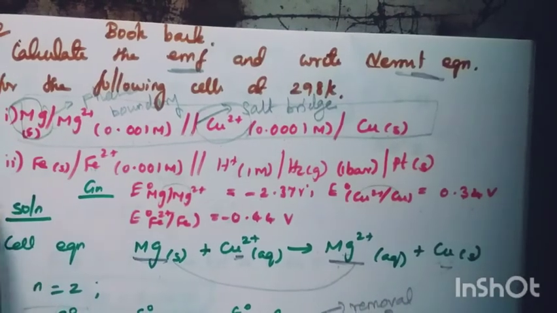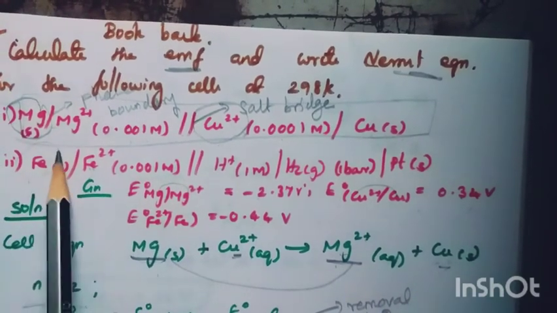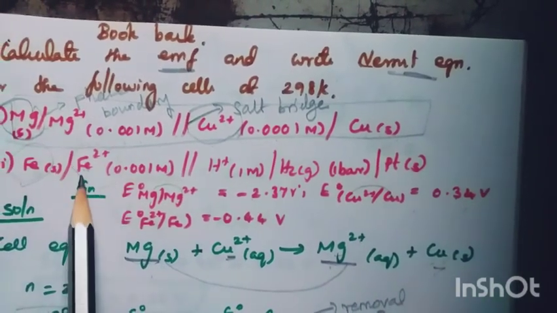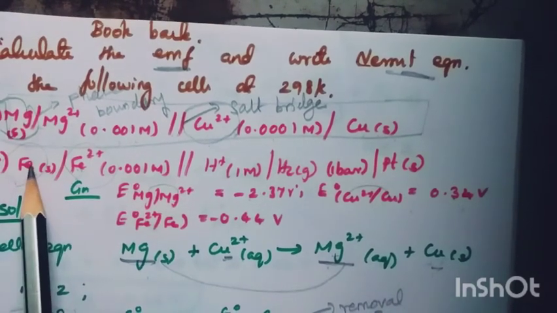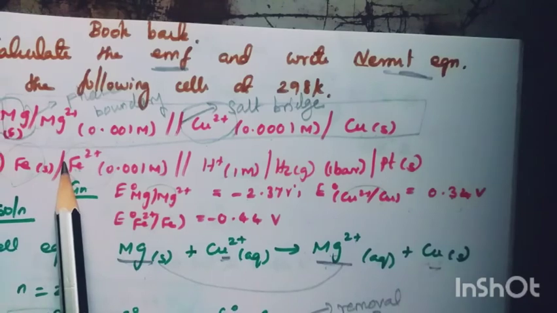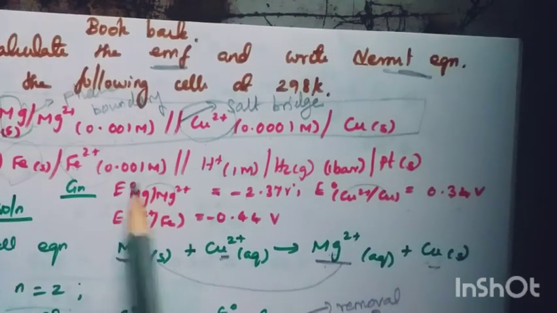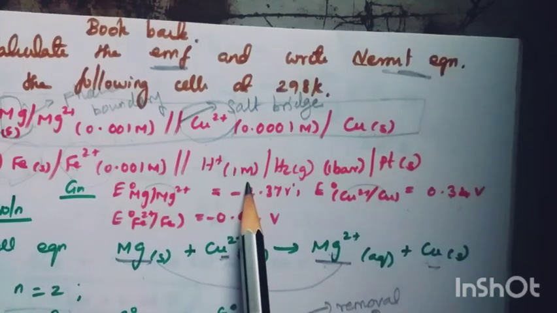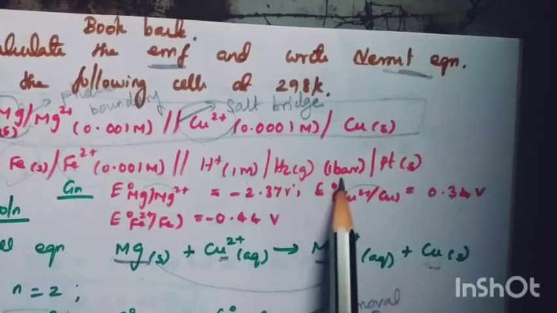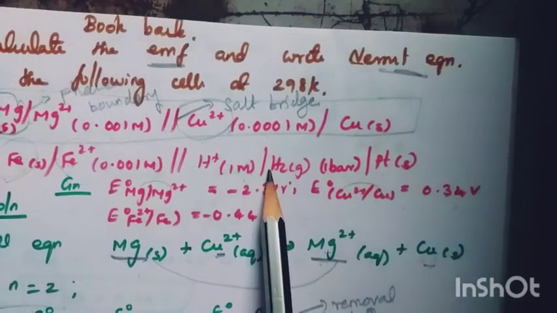Let's see the next problem, Fe2 plus. The first one is the reactant and the second one is the product. Keep it in mind, the electrode and ionic solution are separated by a single vertical line. This aqueous solution concentration is 0.001, and H plus is 1 molar concentration, H2 gas is 1 bar. What is this? Two straight lines are there, no?